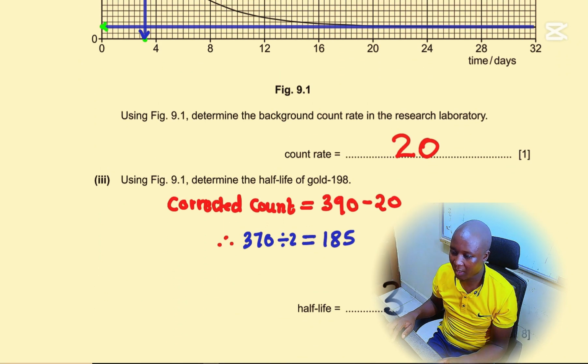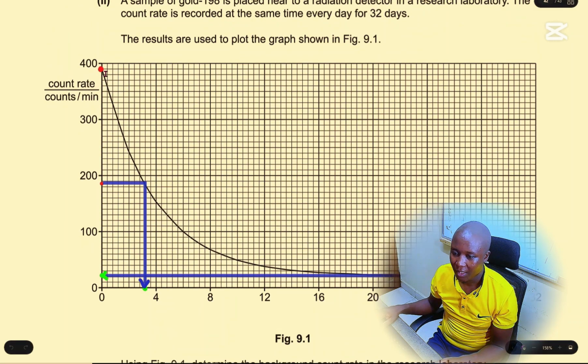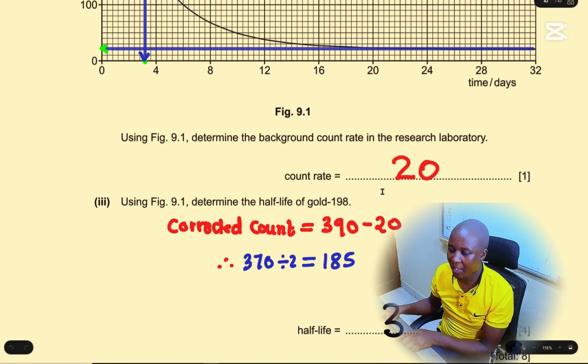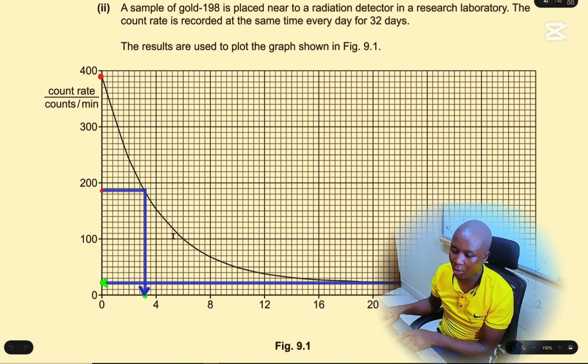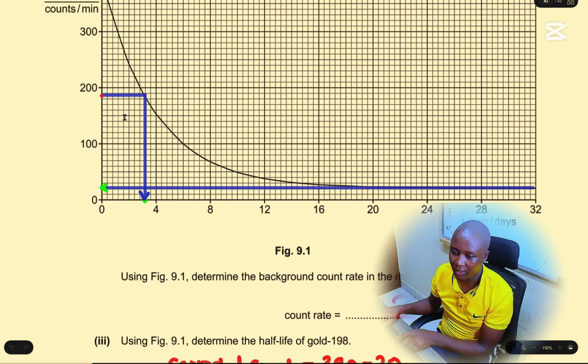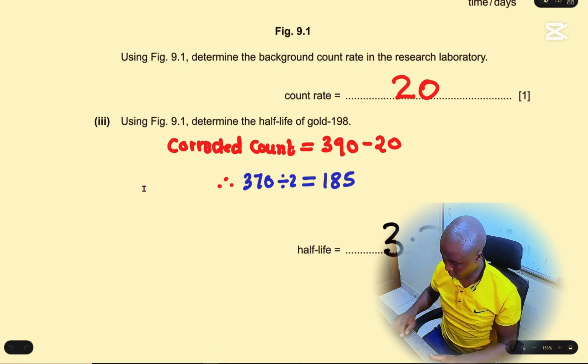Determine the half-life of gold-198. First, you need to check what's reading here. The reading here is 390. Then we have to correct that count by subtracting the background radiation. So we subtract that, and then the half-life will be found where the corrected count is divided by 2. Then you check where we have 185. 185 is at this point. Then you read the value down here, which is approximately 3.2 days.